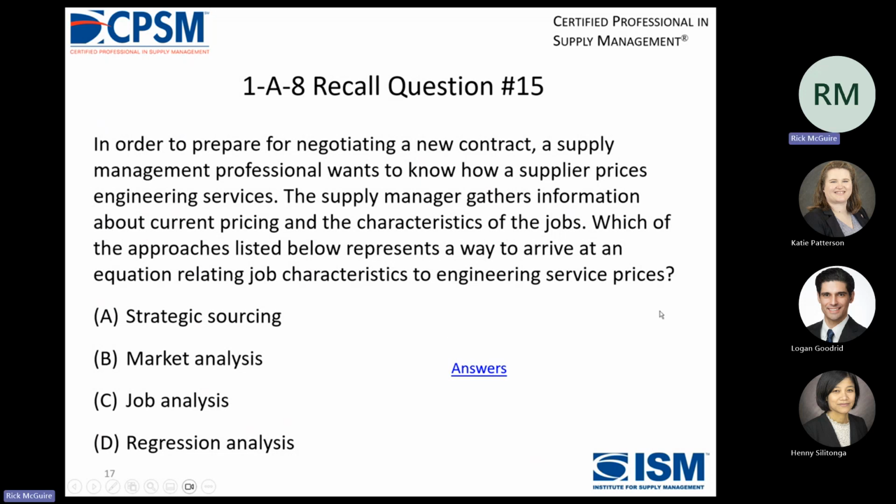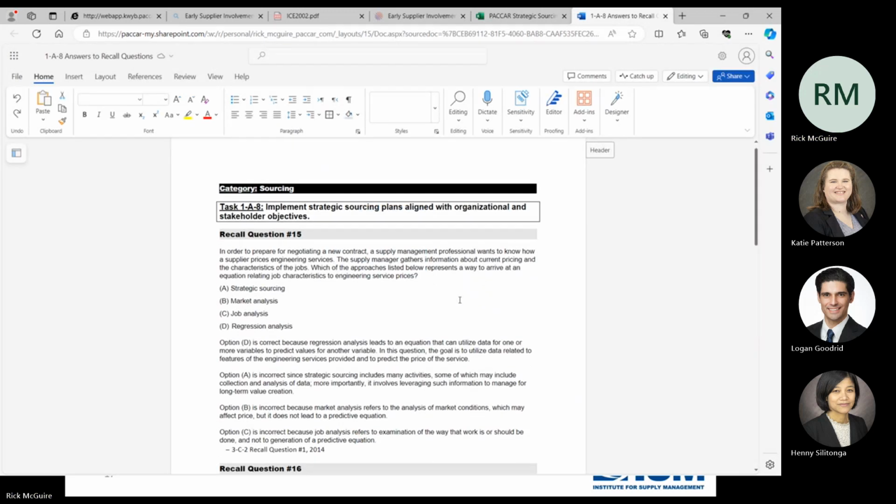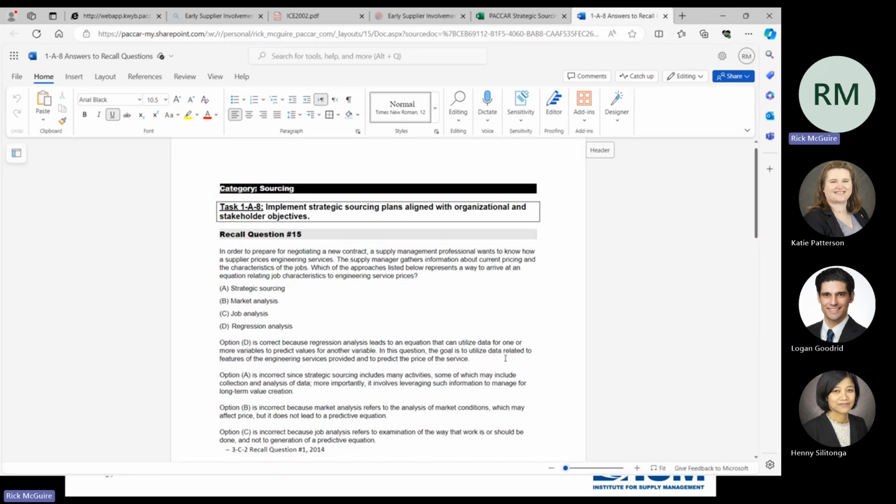What would you do a correlation for? Would it be B, market analysis? Yeah, regression analysis. Got to think back to your high school and college days. Regression will only tell you if the two are correlated. It will not tell you cause and effect. I was guessing B too, Katie. Let's see. D, yep, regression analysis. That tells you if two variables are correlated.